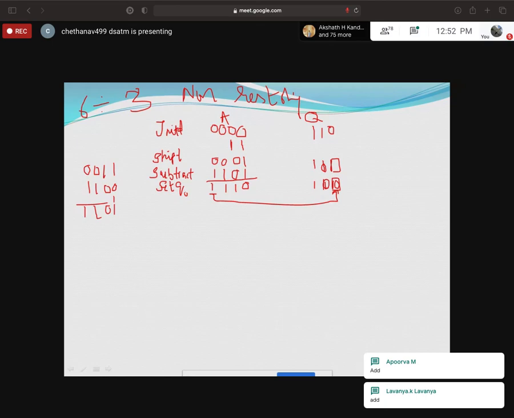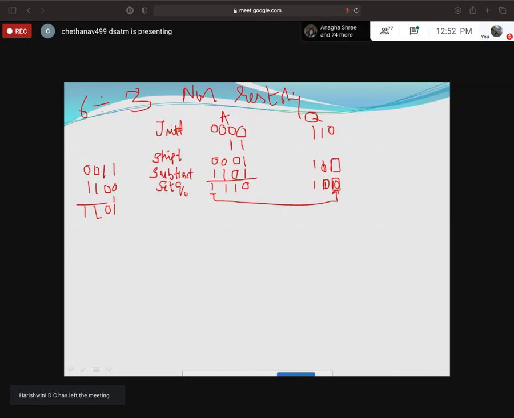Very good. Yeah, we have to add. Don't take subtract. Simple method. Very simple method. I think everyone has understood now. Exactly right. So in the next step, that means the next cycle, you have to add. Don't subtract.